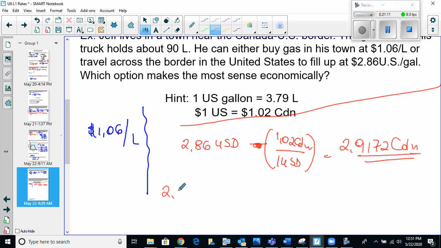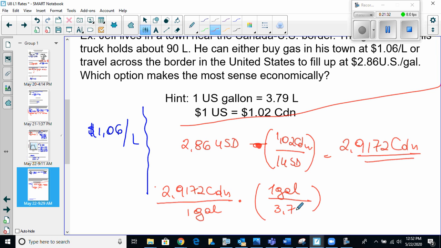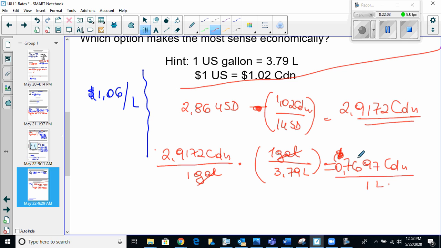So what is given is 2.9172 Canadian per 1 gallon. But on the other hand, we know that 1 gallon is 3.79 liters. So gallons and gallons cancel out, and we divide: 2.9172 divided by 3.79, and you will have 0.7697 Canadian dollars in 1 liter.